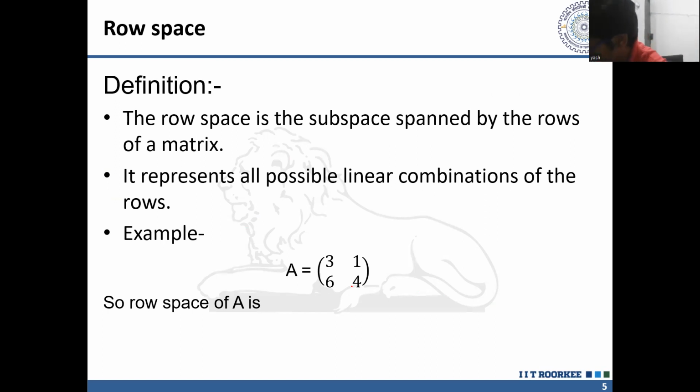Coming to the first one, the row space. Row space is the subspace spanned by the rows of a matrix. It represents all possible linear combinations of the rows. We can understand this by an example. Let us say a matrix A is given. Here it consists of two rows.